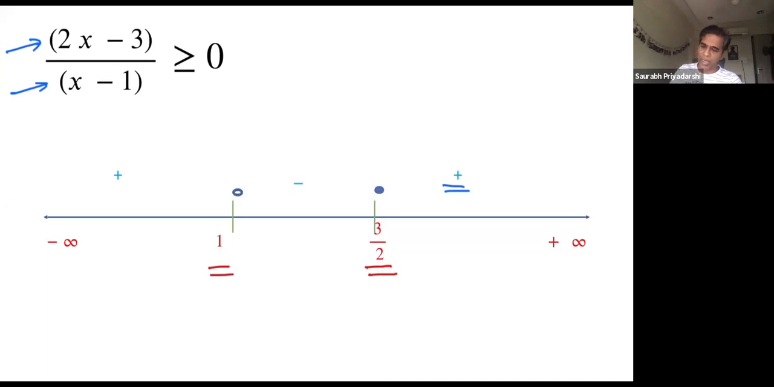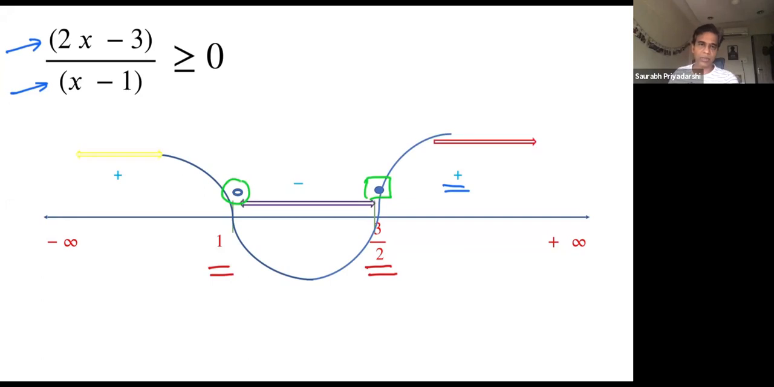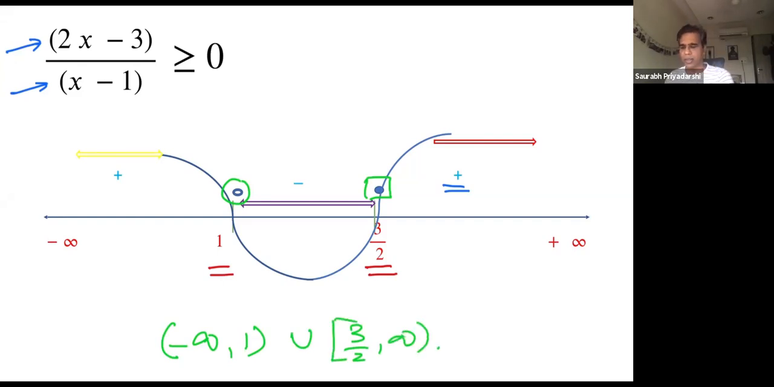What we required, make the open and close bracket. At 3 by 2, this will be closed, and at 1, this will be open, right? And where this is positive and negative, now you have to write down the answer. Look back to the question. What we require, this we required greater than equal to 0. So it will be greater than equal to 0 at minus infinity to 1 union 3 by 2 to infinity. I guess clear to everyone.